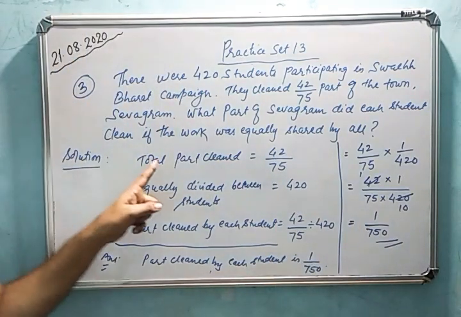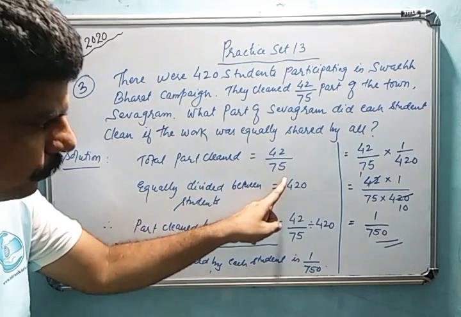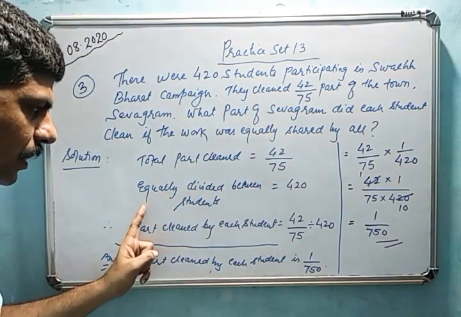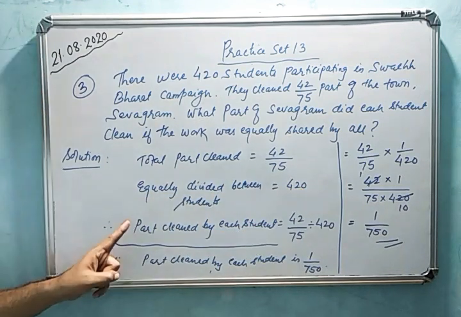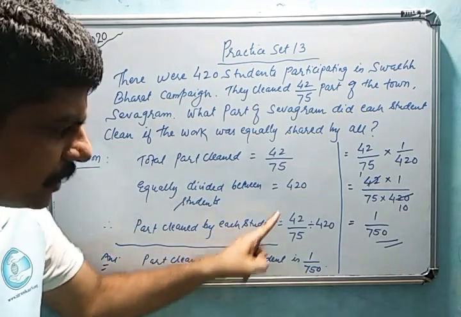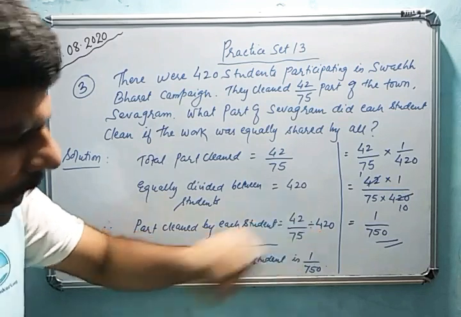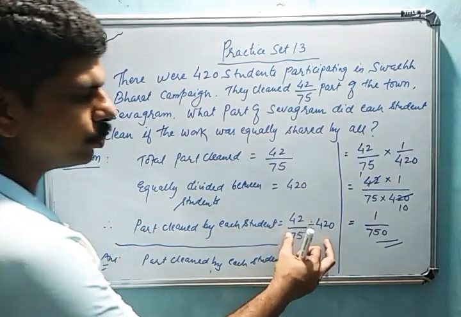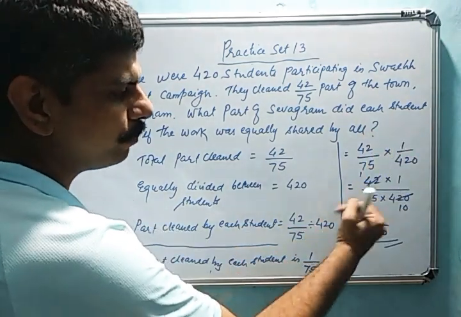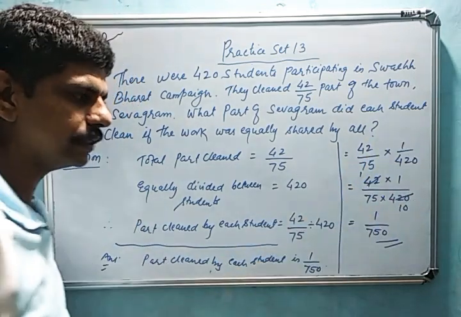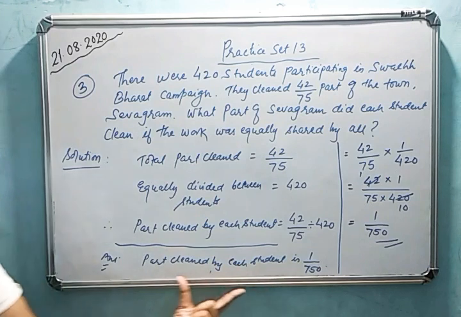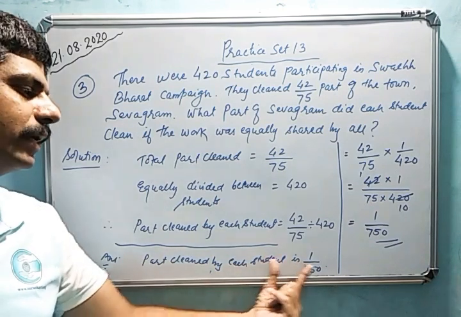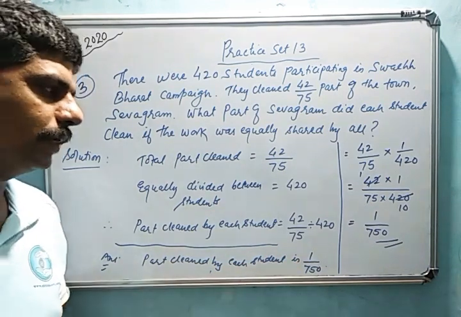So remember, we will write first total part cleaned 42 by 75 equally divided between students 420. Part cleaned by each student is 42 by 75 divided by 420. Okay, so this division will be carried in this way as multiplication. Is it clear? So you will note down this sum and then write your answer at the end. Part cleaned by each student is 1 by 750.